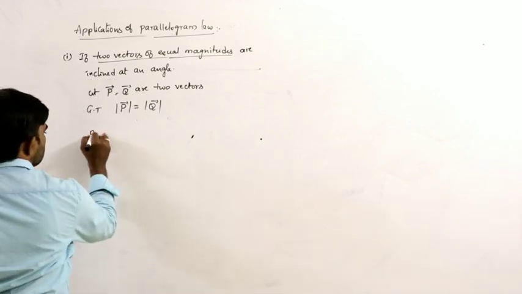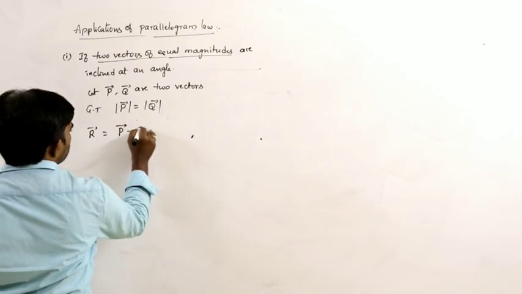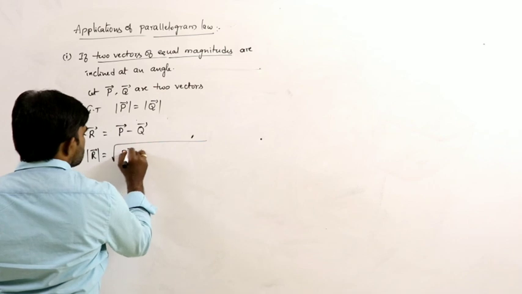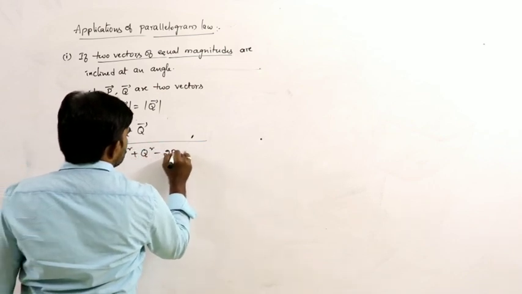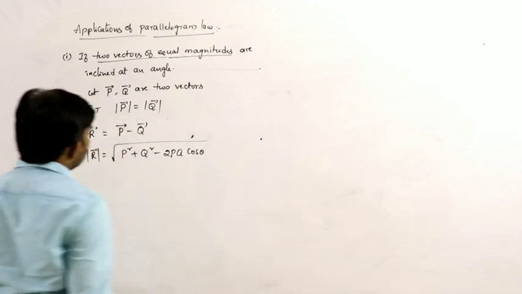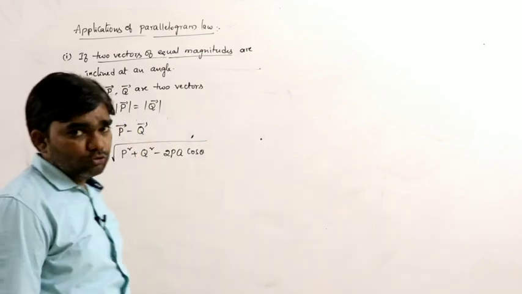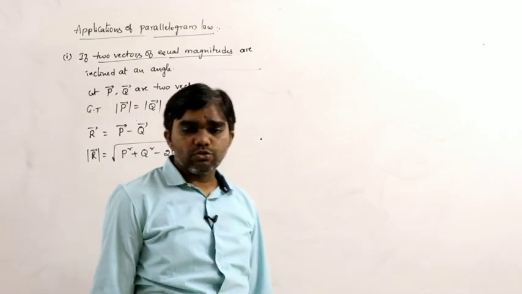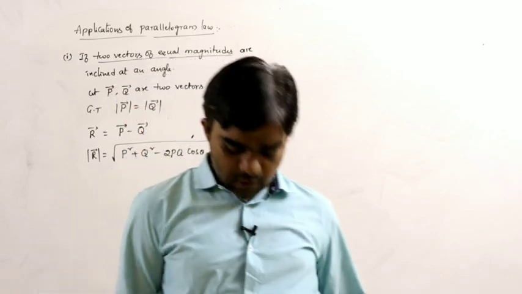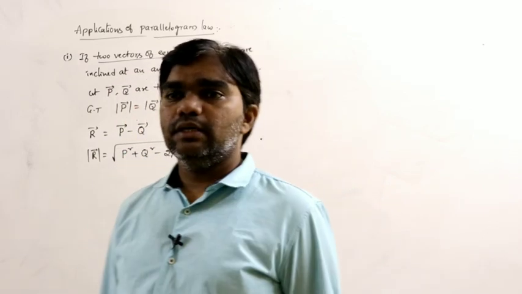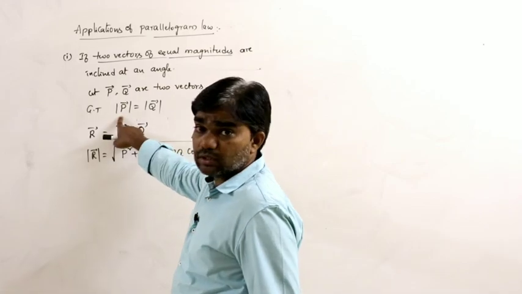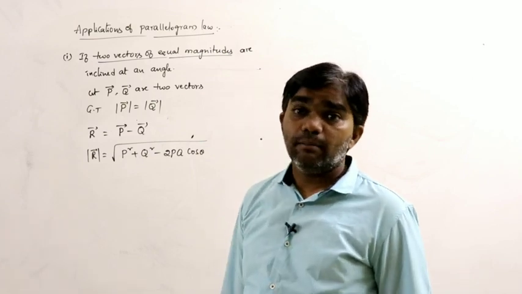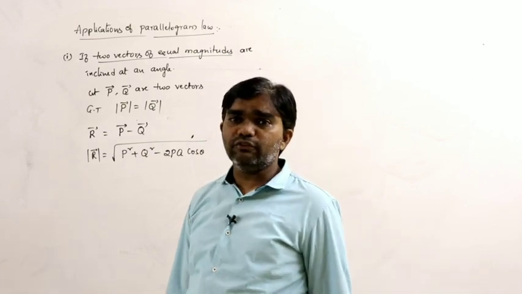Now, if r bar is equal to p bar minus q bar, then the magnitude of r bar is equal to under root of p square plus q square minus 2pq cos theta. This is the magnitude of the subtraction of two vectors, so the magnitude of the resultant can be written as the square root of p square plus q square minus 2pq cos theta. In this situation, again substitute the given condition: the magnitude of p bar is equal to the magnitude of q bar.